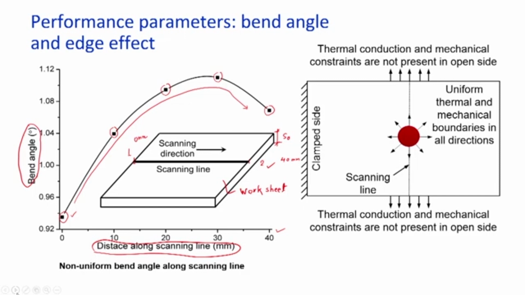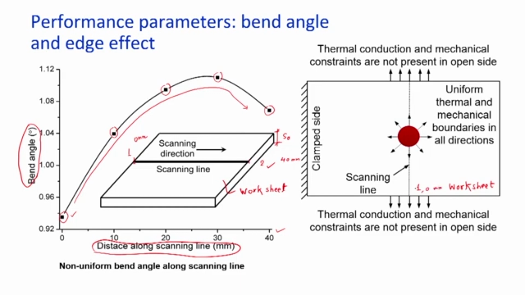The reasons can be seen on your screen. So, this is the clamp side of the work part and this is the free side. This is the worksheet which is clamped on this side and this is another side. Now, what is happening when we are scanning from one end to the other end? At the start of the scan, say point 1 over here, which is at 0 mm.